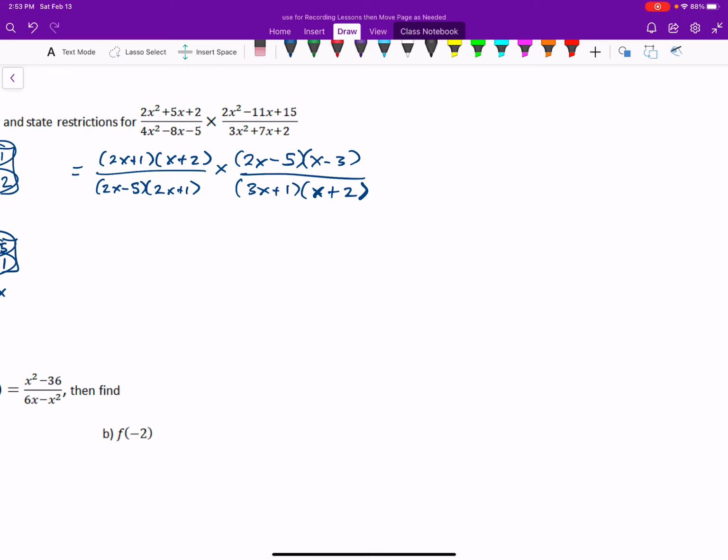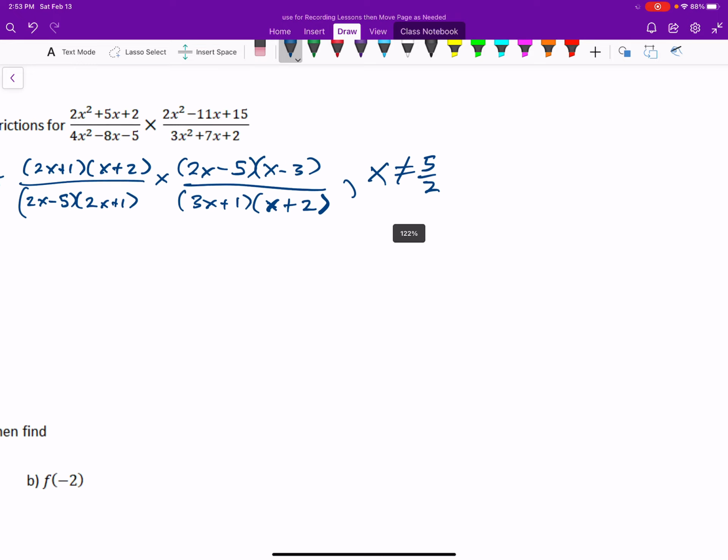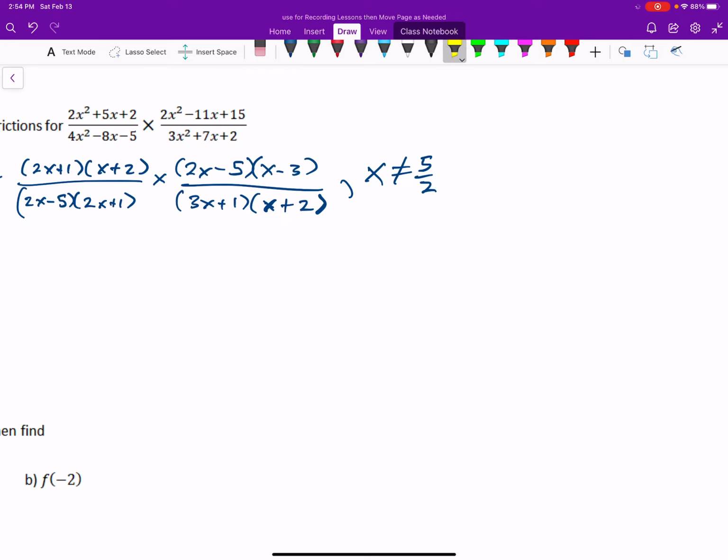This would be a good place to stop and do my restrictions. So if 2x minus 5 equals 0, I'm going to get 0 on the bottom. So that would be if I had 5 over 2. And if you're having trouble seeing it, you can always set 2x minus 5 equal to 0 and then try solving it for x. But I'm going to get 5 over 2 when I do that.